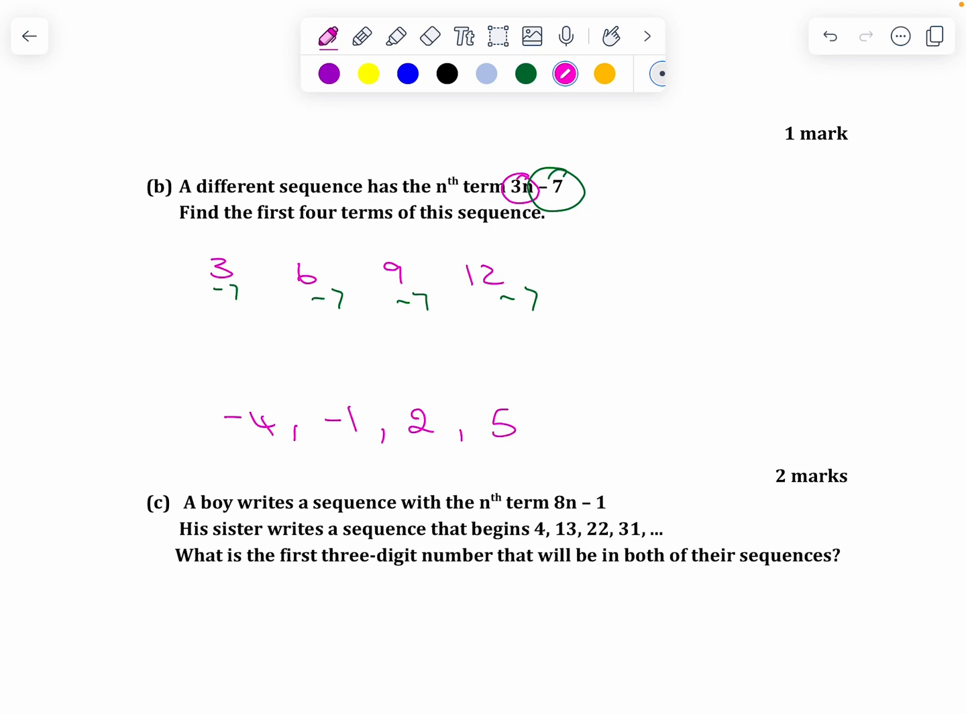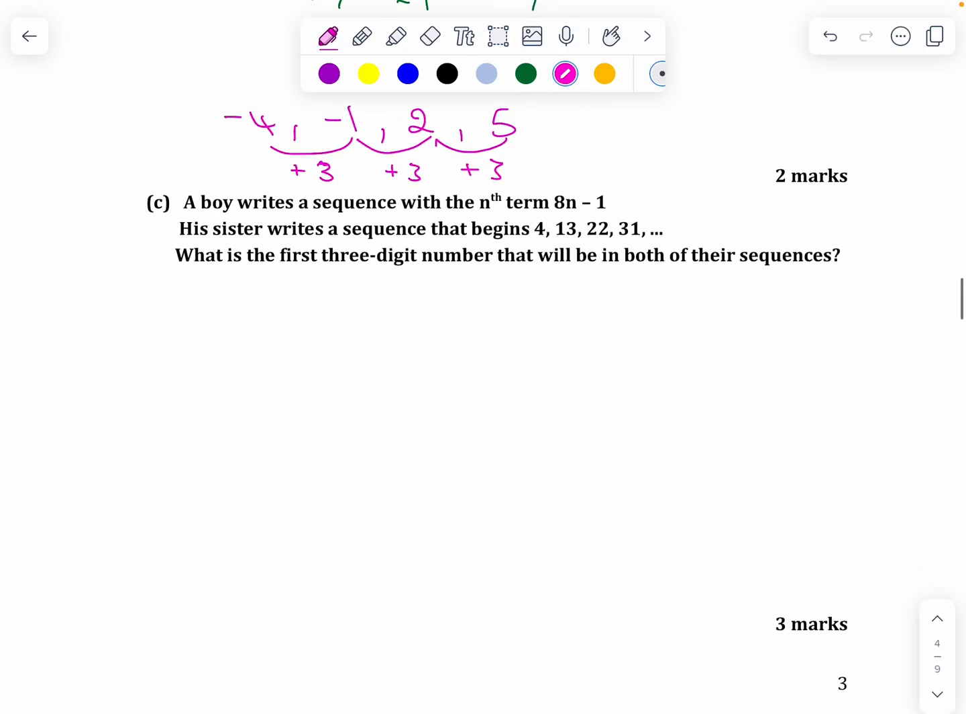To be honest, once you get the first one, once you get 3 take away 7, which is minus 4, instead of doing 6 take away 7, 9 take away 7, 12 take away 7, you can just add 3 each time because it's 3n. So you could have done it that way as well. But the answer is minus 4, minus 1, 2, 5.